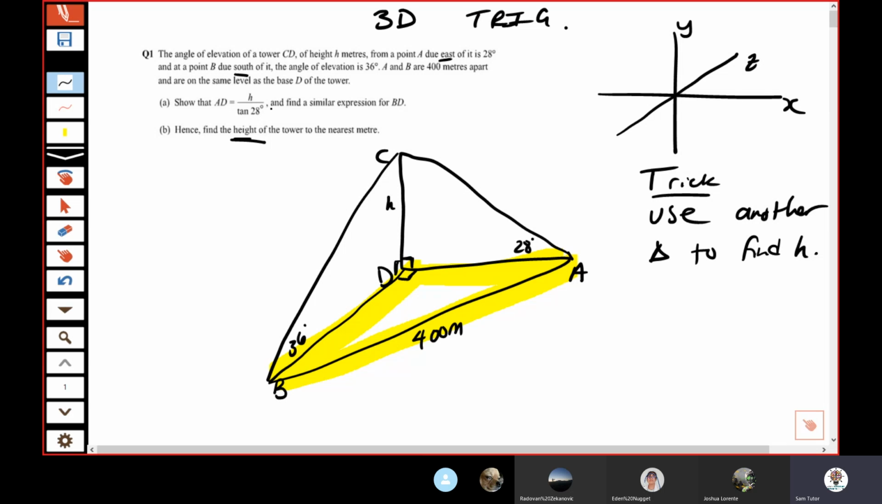I've said show that AD is equal to H on tan 28. So find AD here, which equals H on tan 28. The way we're going to do that is using this particular triangle. I know that that's opposite over adjacent. So tan 28 equals opposite over adjacent, and then of course just multiply and bring this back down. So AD equals H on tan 28, exactly what was needed.